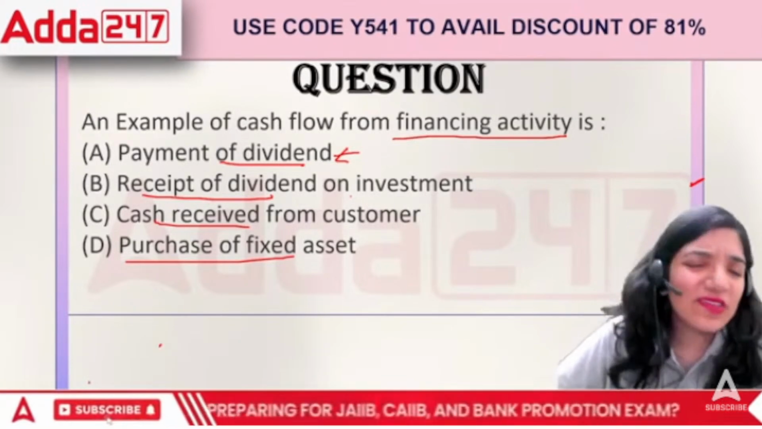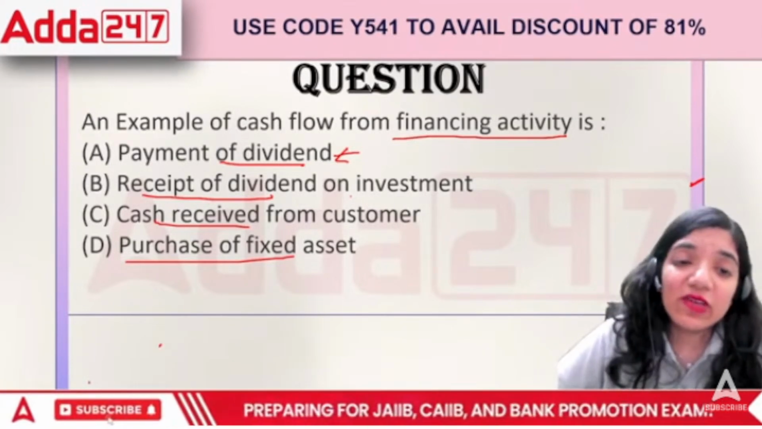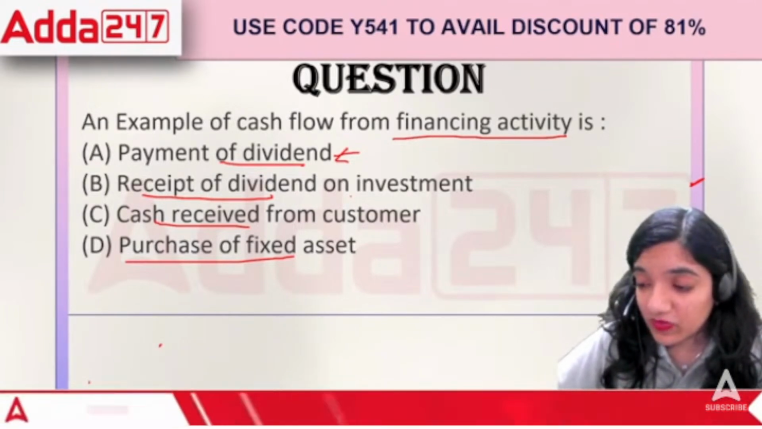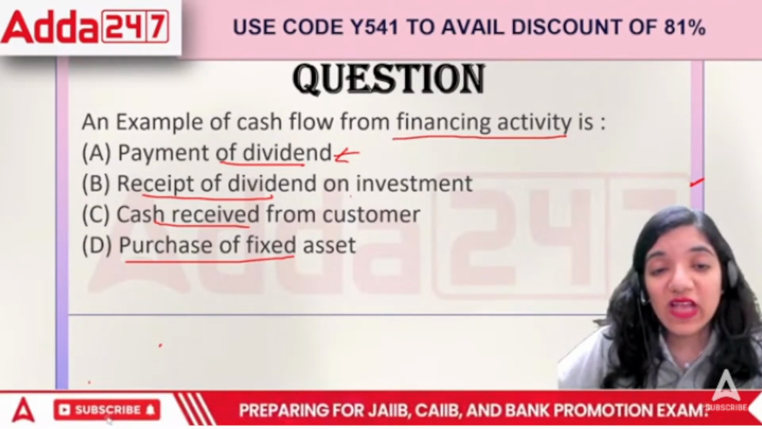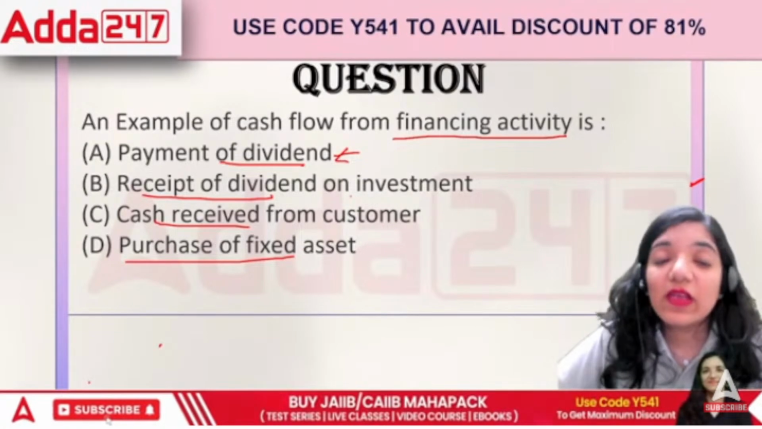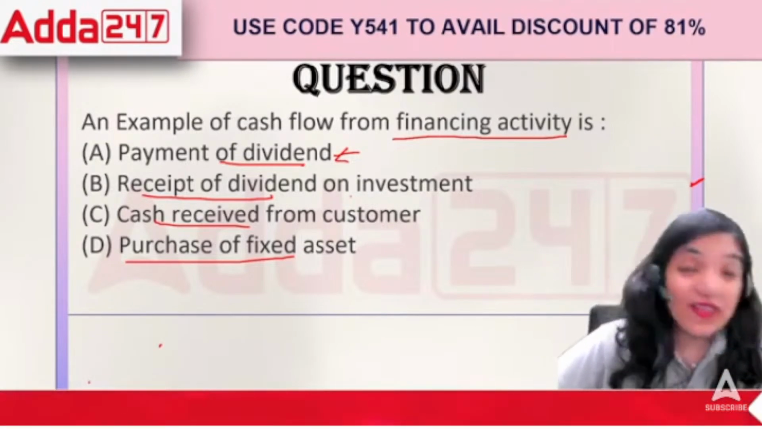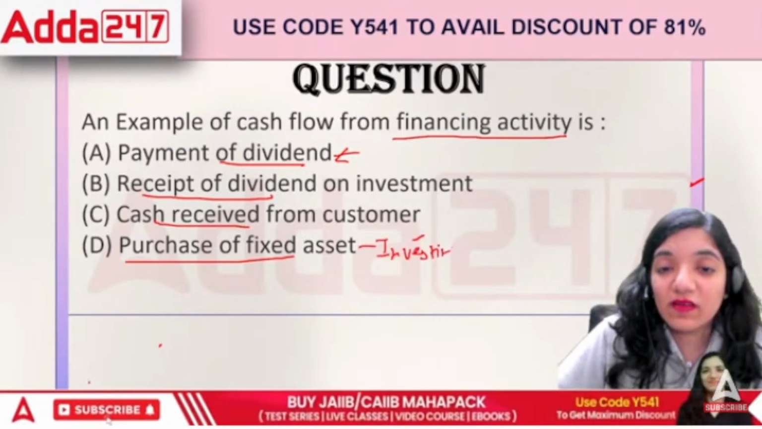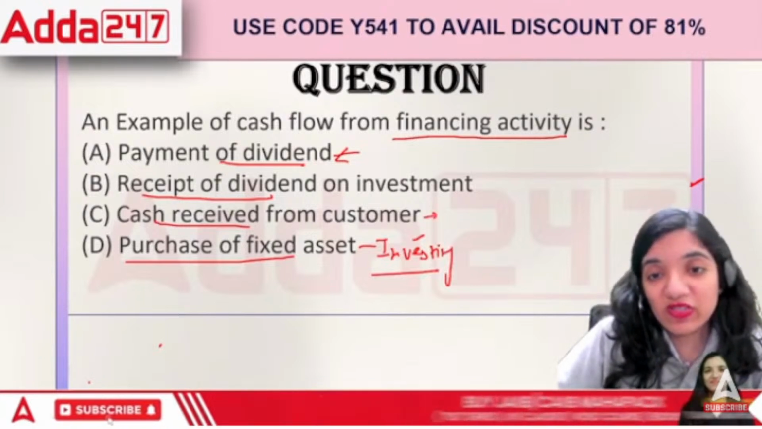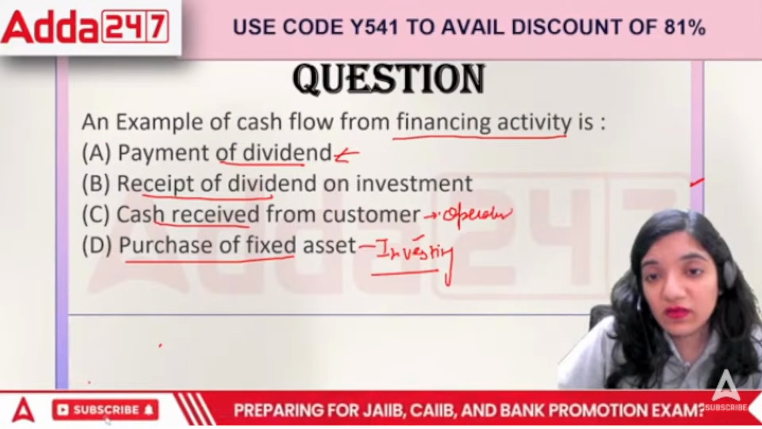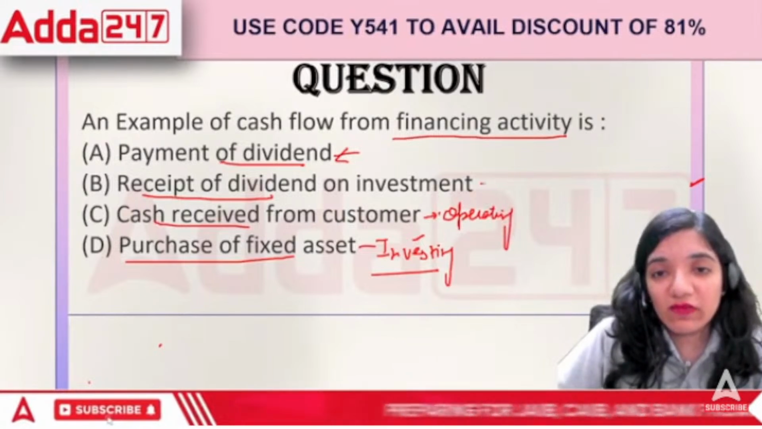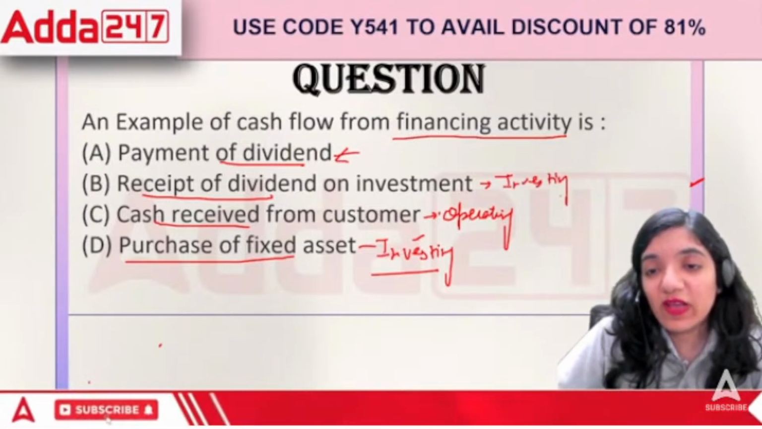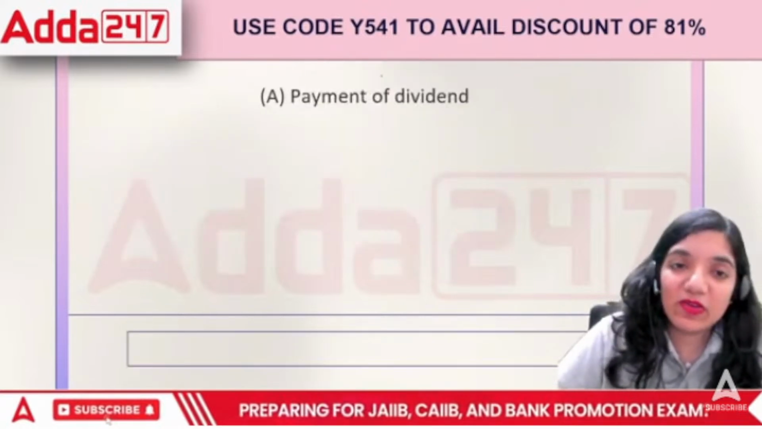If we receive it from customers, it is something that happens on a day-to-day basis, so it's an operating activity. And then there is purchase of fixed assets. When you buy a particular fixed asset and then you work upon that asset, it is called purchase of fixed assets. If we buy or sell a particular asset, it is part of investing activity. So cash received from customers is operating, and receipt of dividend on investment is investing. Just one of them is financing, that is the payment of dividend.